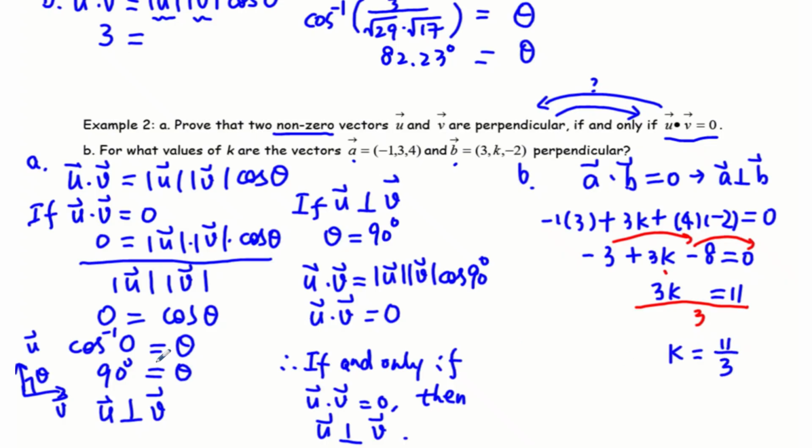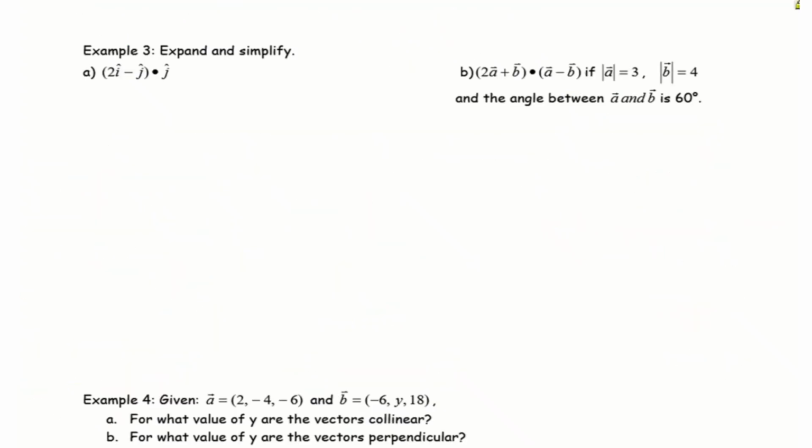Before, it would be hard for us to think how to prove two things perpendicular. Now, we know it's just find the dot product, let it equal 0, then that is perpendicular. Okay, and we are going to practice more on the dot product.